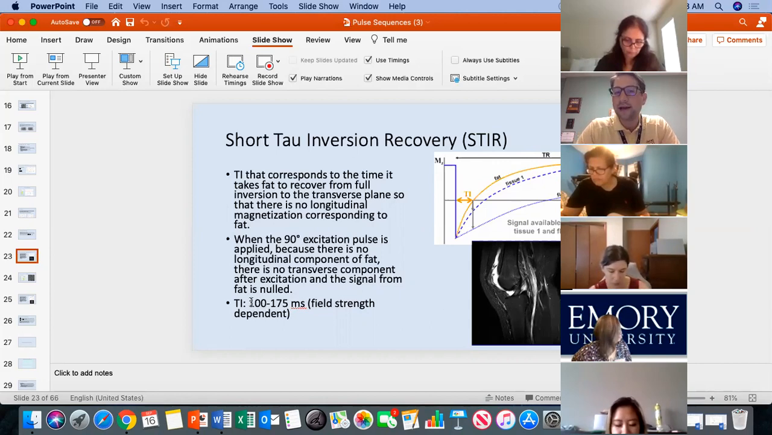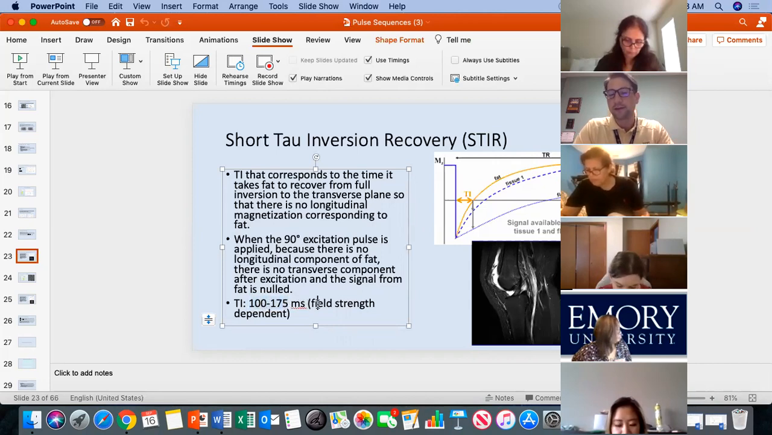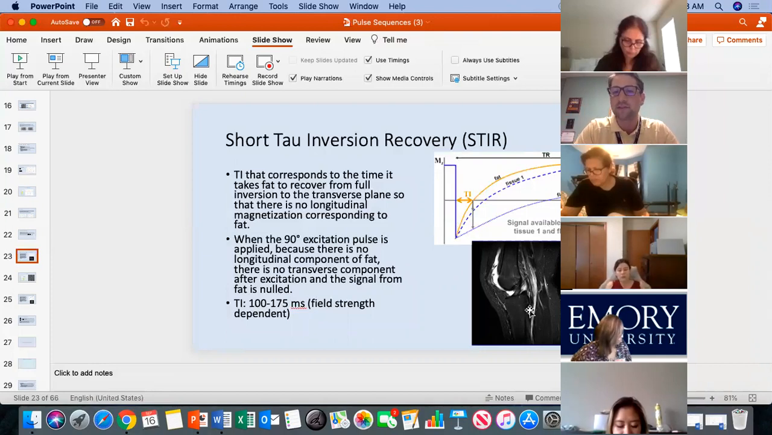Okay, so our TI time here is 100 to 175 milliseconds. And that's field strength dependent. Just like anything, it's field strength dependent when we're talking about our recoveries of tissues. So this is, I think, about typical for a 1 Tesla magnet. So very short. This is what the physicist sets. You don't need to worry about setting this on your scanner. This is already done by the physicist. You just run the sequence and make sure the fat looks dark.